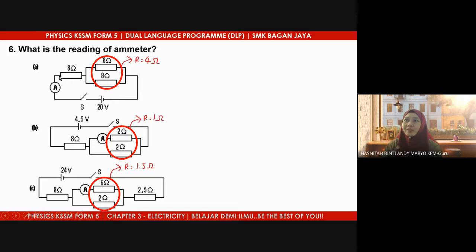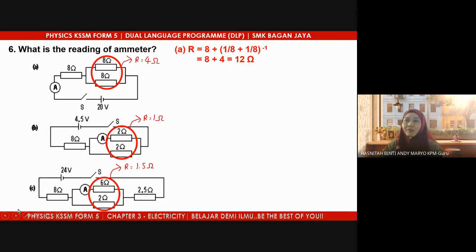So how to find the reading of the ammeter here? I give you the example for A, and then you can try for B and C. For A, this is the effective resistance in the circuit. These two are parallel, so we find first it is 4, and then plus the 8 ohm in series. So it will give you 12, the effective resistance in this combination circuit.